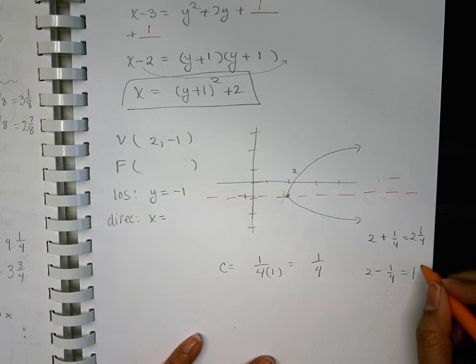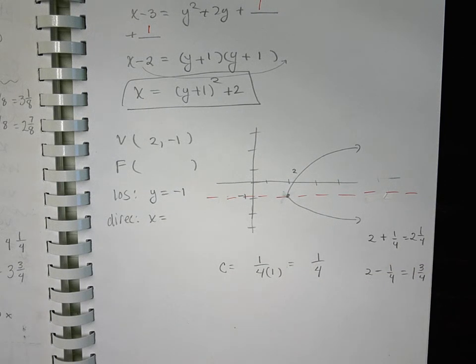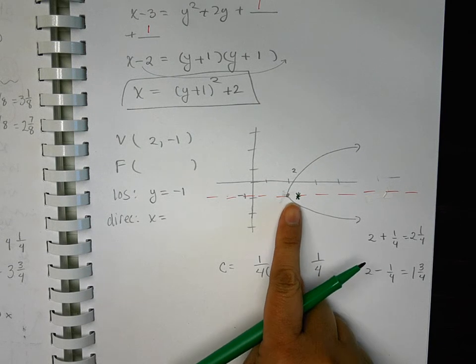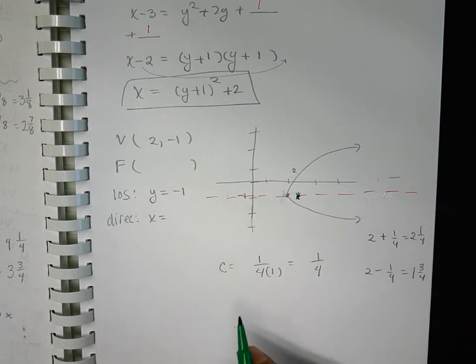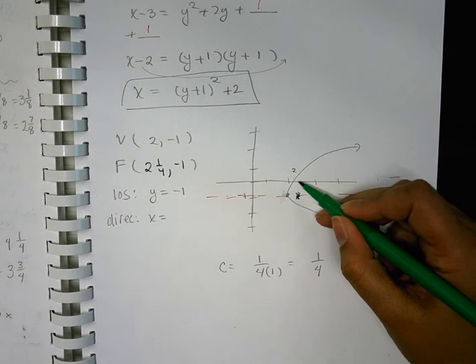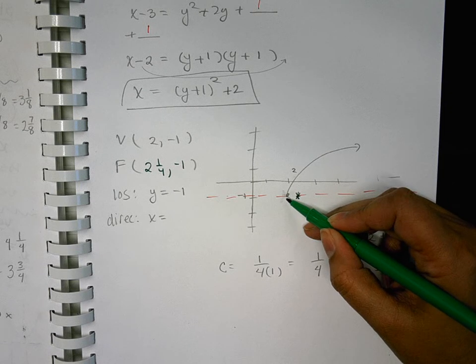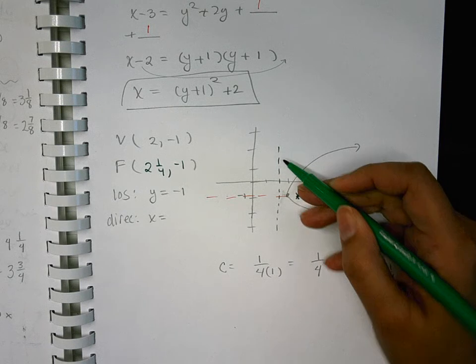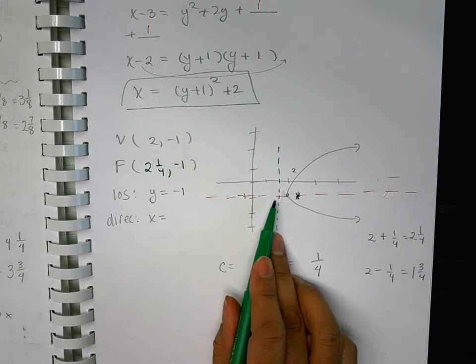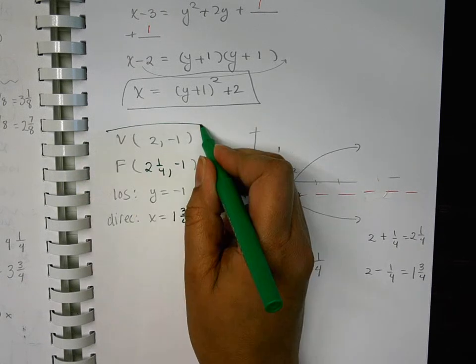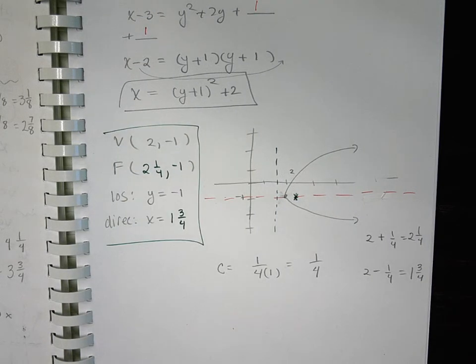All right, we just have to figure out which one is which. When I move to the right 1/4, that's the focus, yes or no? So what is that ordered pair? It's 2 and 1/4, comma, -1. Do you see that? And from here, when I backtrack 1/4, this line is x equals or y equals? X equals, and I backtracked 1/4, so what is it? X equals 1 and 3/4. Any questions? All right. Doable?